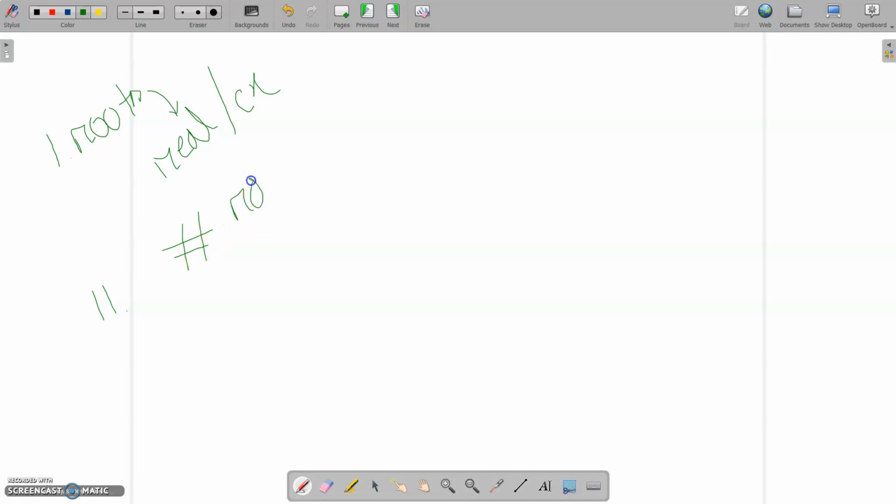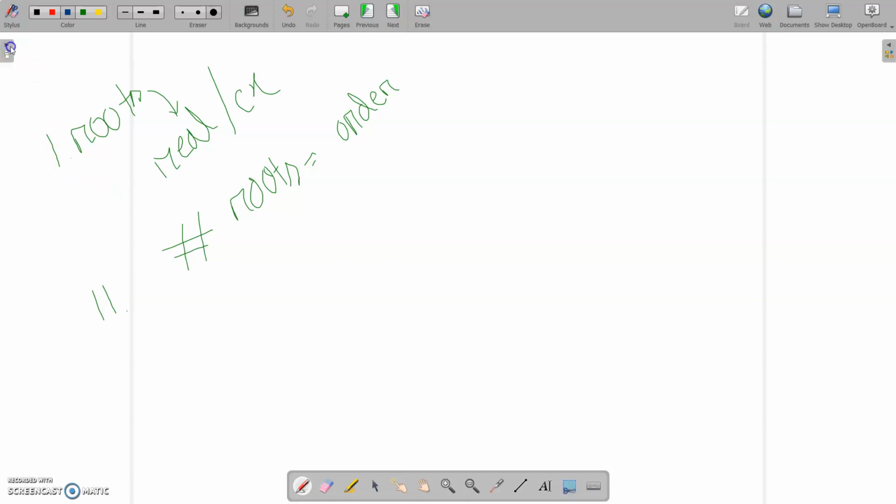This sign means number of. Okay, the number of roots is equal to the order of the polynomial. If it is a second order equation, there will be 2 roots. If there is a third order equation, there will be 3 roots. Okay, like this. An n order equation will have n roots.